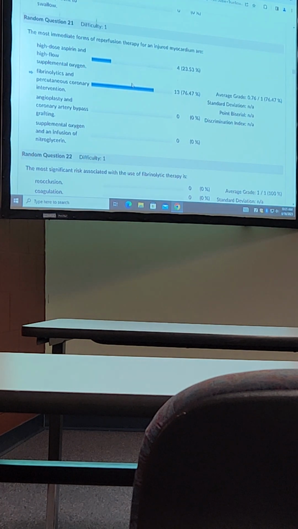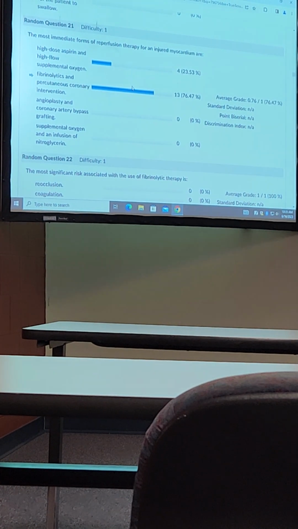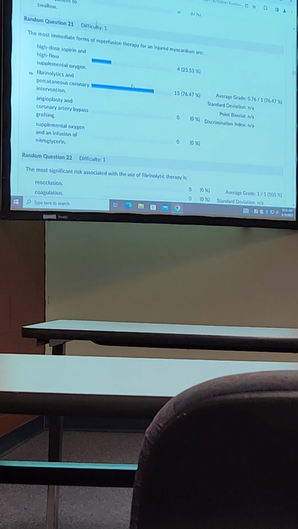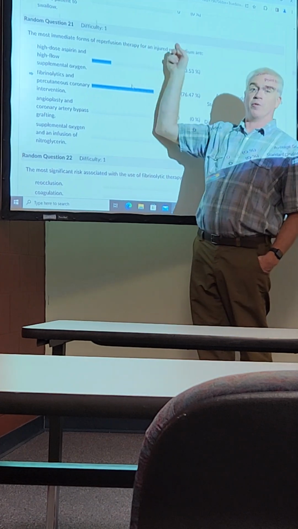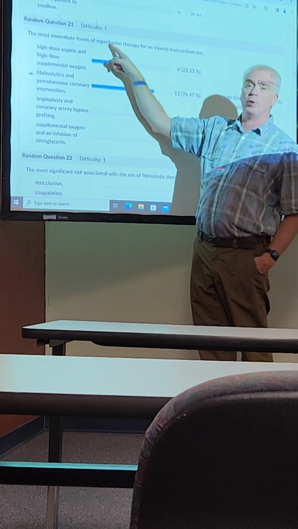You can use spot busters, fibrinolytics, or go to the cath lab, percutaneous coronary intervention. Right. So on this one, it says immediate, though. We're not going to do either of those in the field. But this is the key. It doesn't say you do this in the field. This is the key. We're reperfusing.